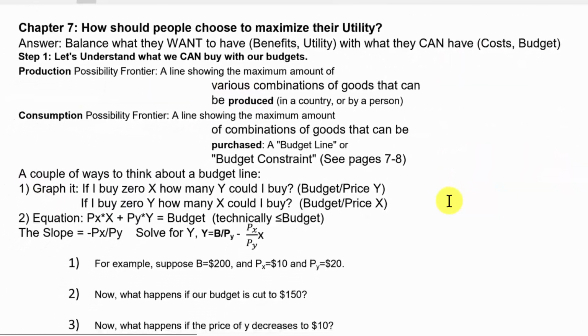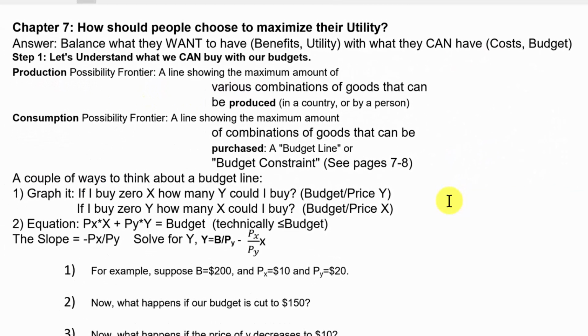In order to do this, we need to talk about budget lines. Now, I have a previous video on budget lines, so I'm not going to go through this as slowly as I have before. I'll leave a link to that video so that you can find it. But basically, the theory here is we want to balance what we want to have with what we can afford. The theory takes your utility, how much you enjoy things, and your money that you have, your budget, and how much things cost, and we try to intersect those two things.